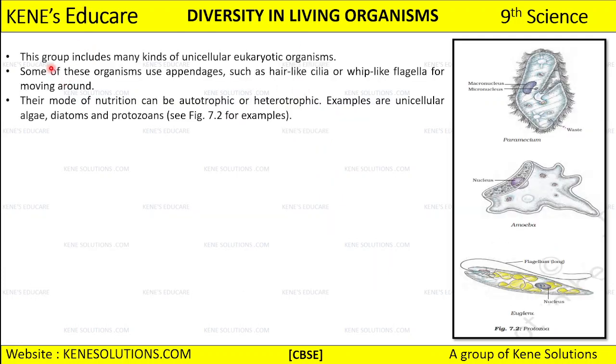Now next we have Kingdom Protista. Kingdom Protista has organisms which are unicellular eukaryotic organisms, and some of these organisms use appendages. Appendages such as hair-like cilia or whip-like flagella are what they are going to have.